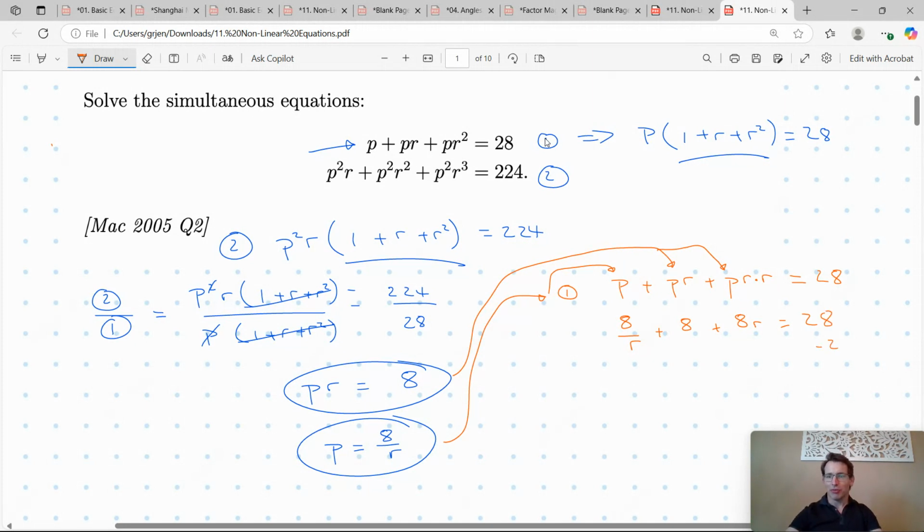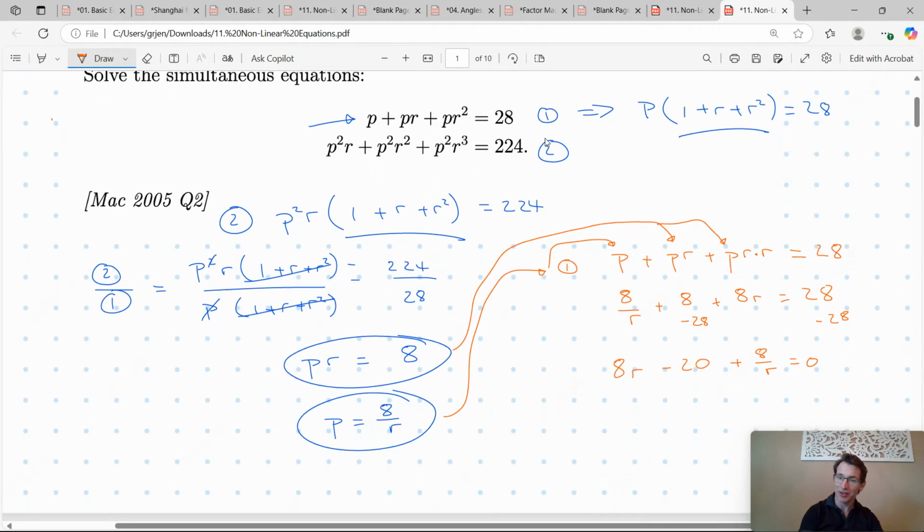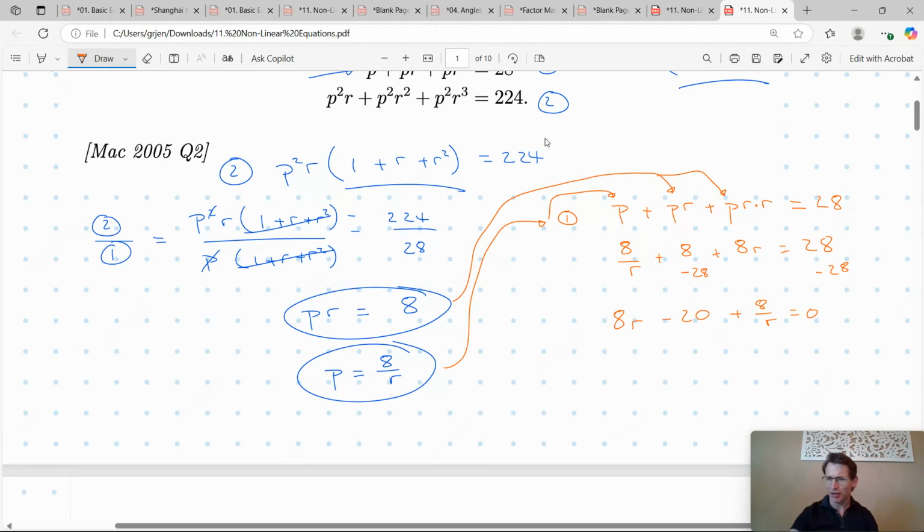Let's subtract 28 from both sides. Rewrite for clarity, so rewrite in standard form, 8R minus 20 plus 8 on r equals 0. We got this quadratic equal to 0. It's on the ropes. Why am I calling it a quadratic?